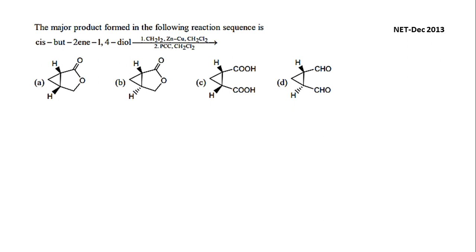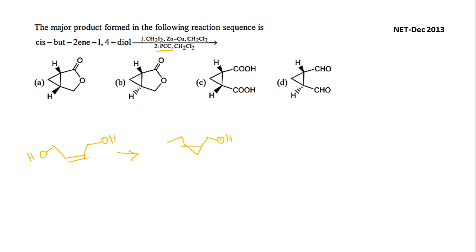Major product formed in the following reaction sequence. Cis-butene-1,4-diol. First reagent is Simmons-Smith reagent. Second reagent is some oxidizing agent. So let's draw this structure. C=C double bond, and there are 2 CH2OH groups, so total number of carbon 4. This is cis. So first, in presence of Simmons-Smith reagent, there will be cyclopropanation, and for CH2OH, there will be no change.